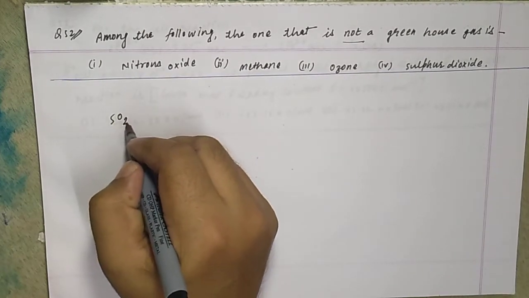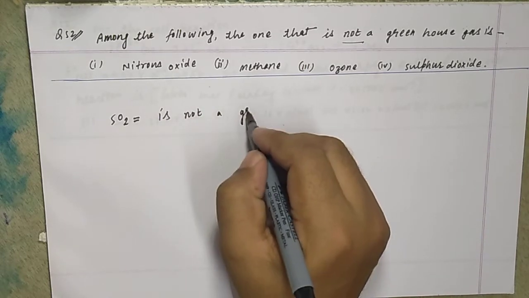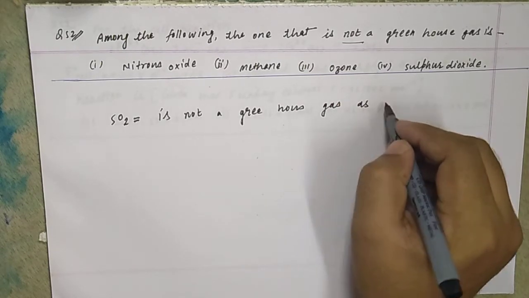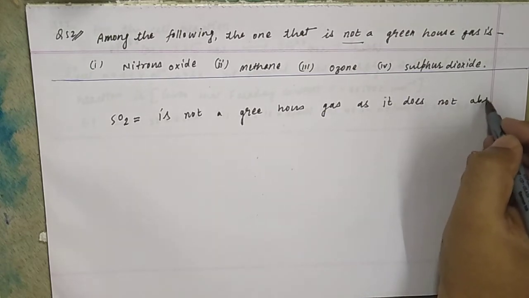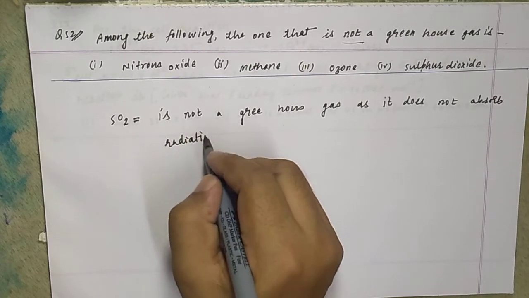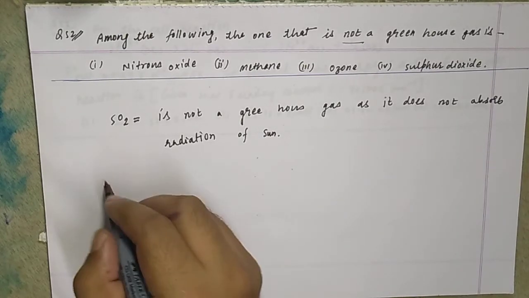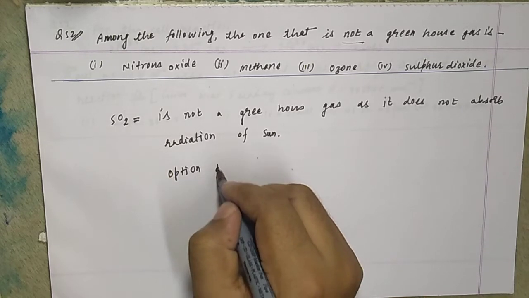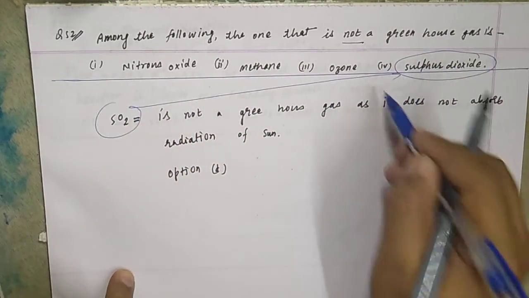Here they are asking which of the following is not a greenhouse gas, and that is sulfur dioxide. SO2 is not a greenhouse gas as it does not absorb radiation of the sun. So the correct option is option D, sulfur dioxide.